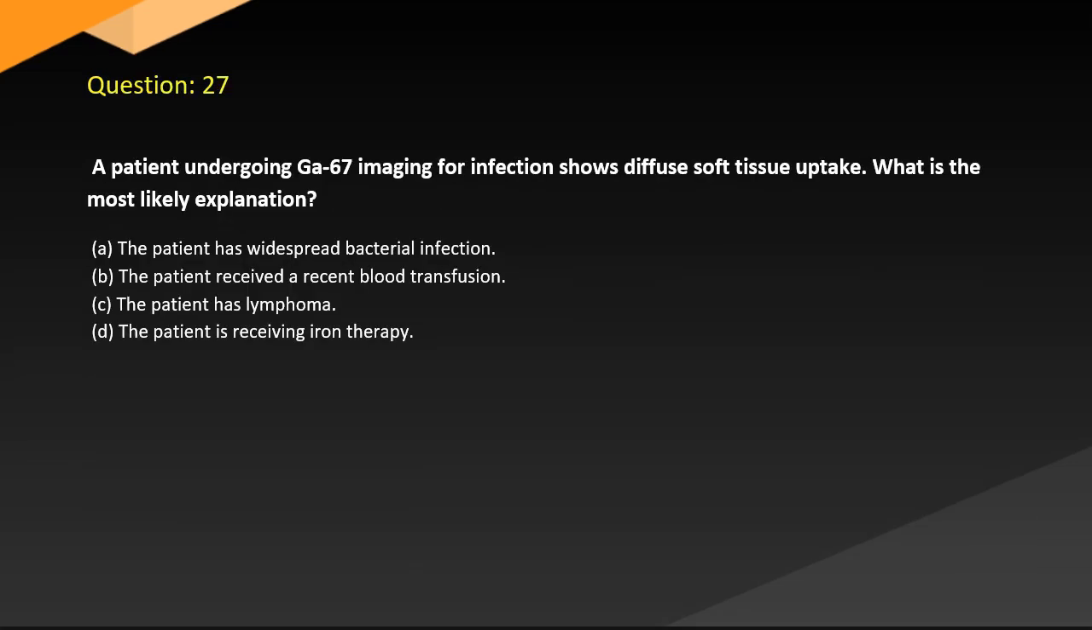Question 27. A patient undergoing Ga-67 imaging for infection shows diffuse soft tissue uptake. What is the most likely explanation? A. The patient has widespread bacterial infection. B. The patient received a recent blood transfusion. C. The patient has lymphoma. D. The patient is receiving iron therapy.